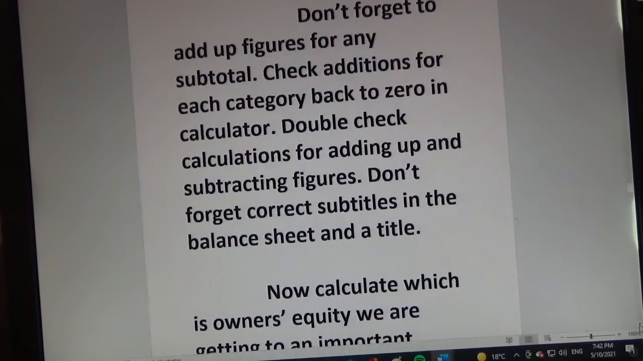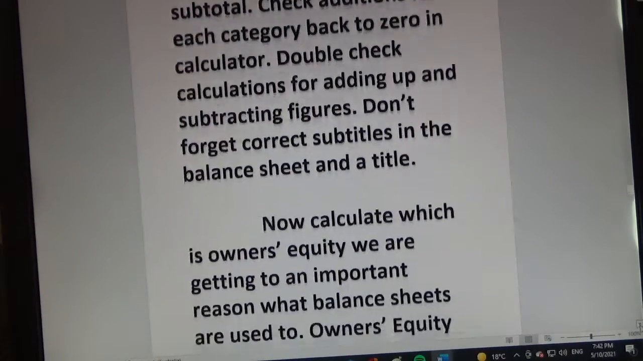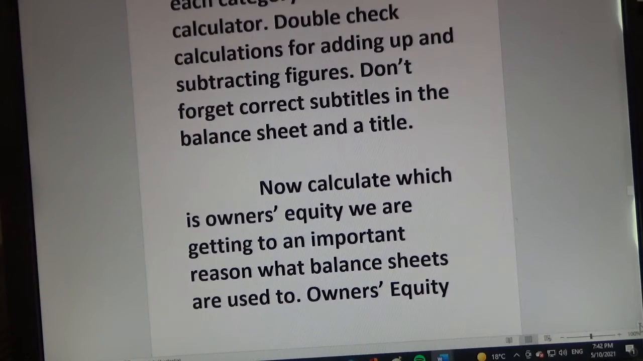Just some tips: don't forget to add up any figures in each category. Don't forget any subtotals. Check additions in each category back to zero with your calculator. Double check your figures by adding up and subtracting, and then doing the opposite to reconcile your figures, because sometimes you will make addition and subtraction errors. Everyone will. Don't forget to put a subtitle of the balance sheet and a subtitle for each category.